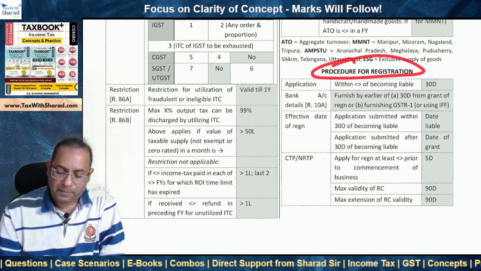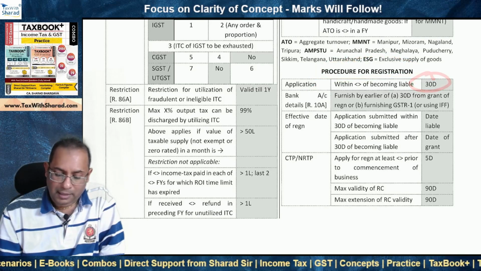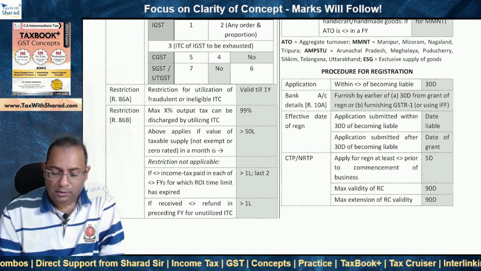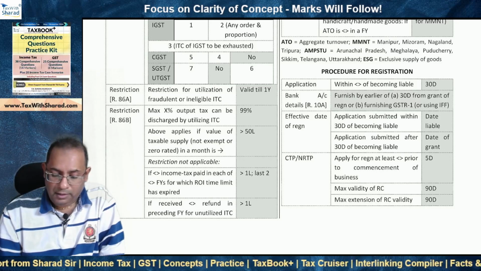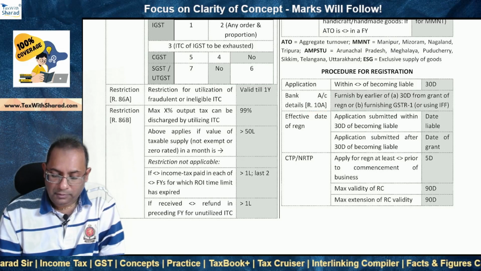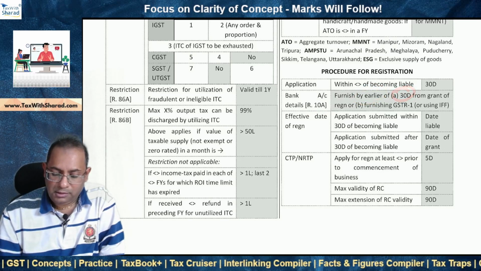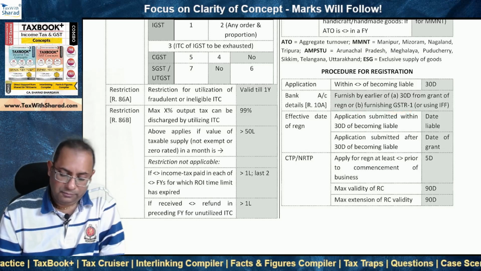Procedure for registration. Application for registration is to be made within 30 days of becoming liable. Under Rule 10A, bank account details are now to be furnished at the time of applying for registration. If not so furnished, then under Rule 10A, these need to be furnished by the earlier of A or B. A is 30 days from the grant of registration. B is furnishing of GSTR-1 or using IFF.